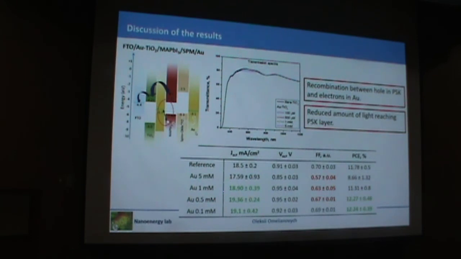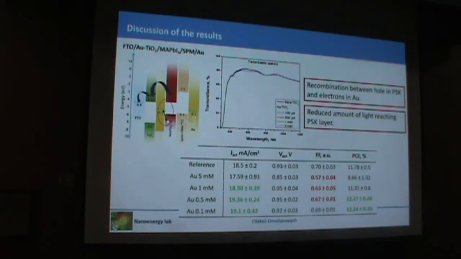The apparent reason for this lies behind the decrease in fill factor, and the decrease in fill factor is related to the unfavorable position of the Fermi level of gold nanoparticles. The work function is around minus 5.1 electron volt, so it is way too close to the hole level in the methylammonium lead iodide. So during photoexcitation and the charge separation, the photoexcited hole could easily recombine with the electron in gold. So I believe this is the main cause for the reduction in the fill factor.